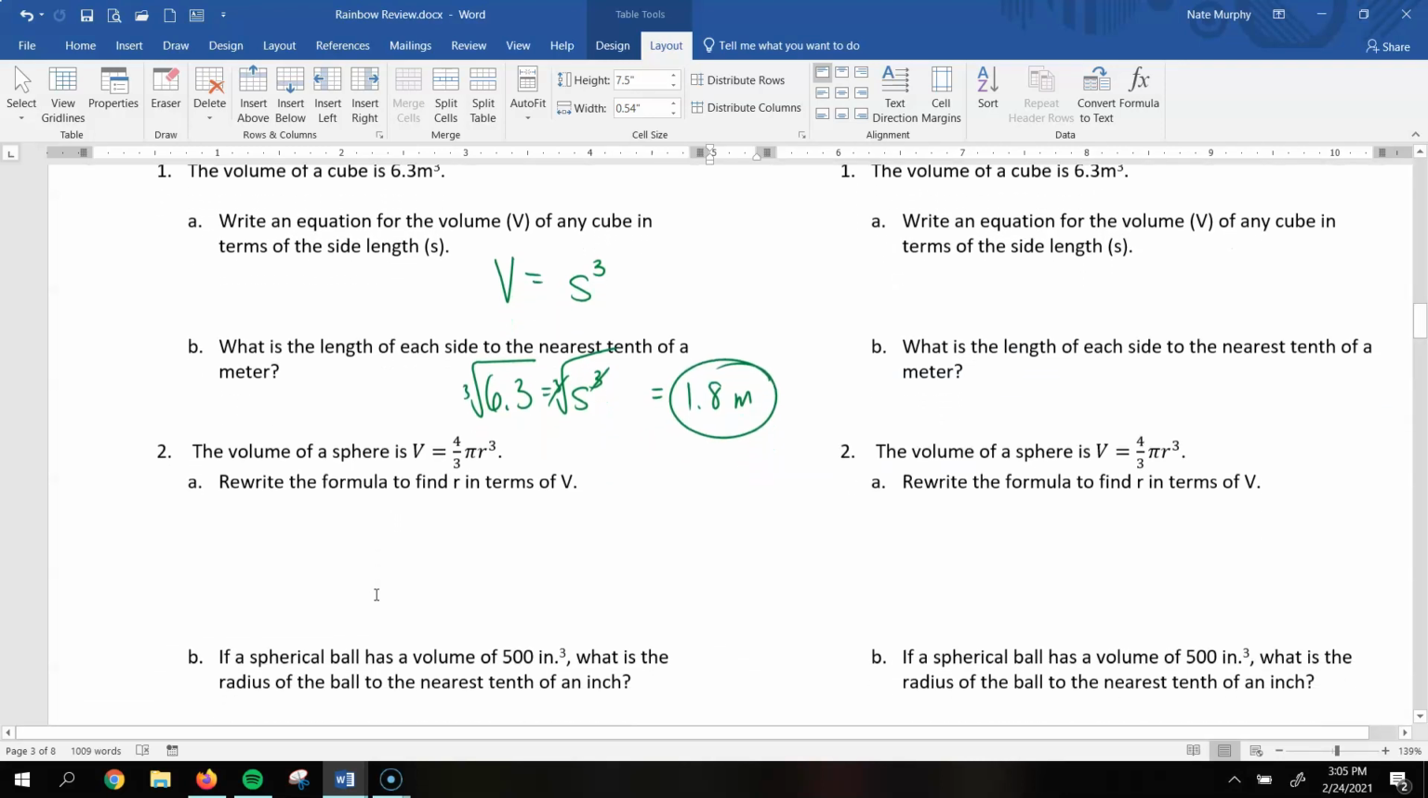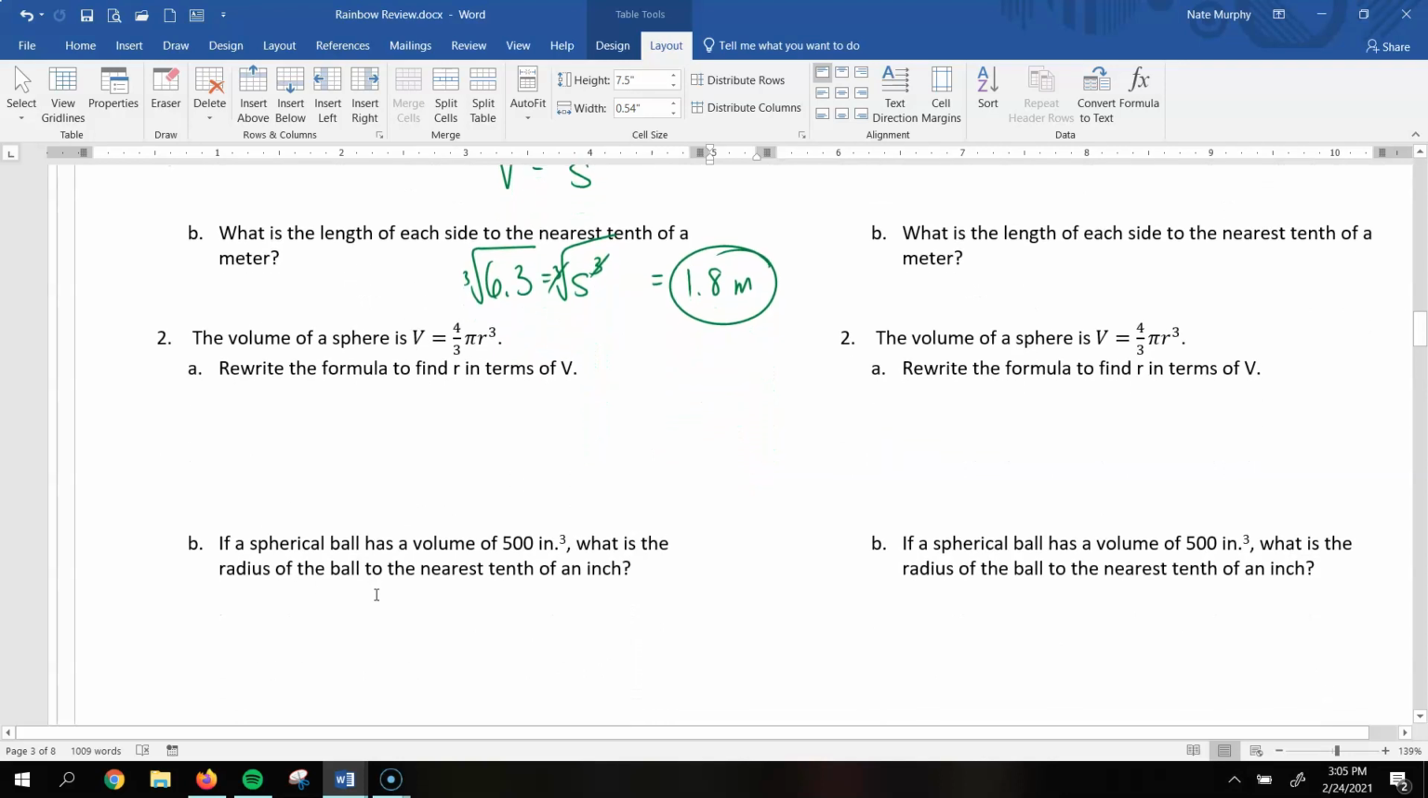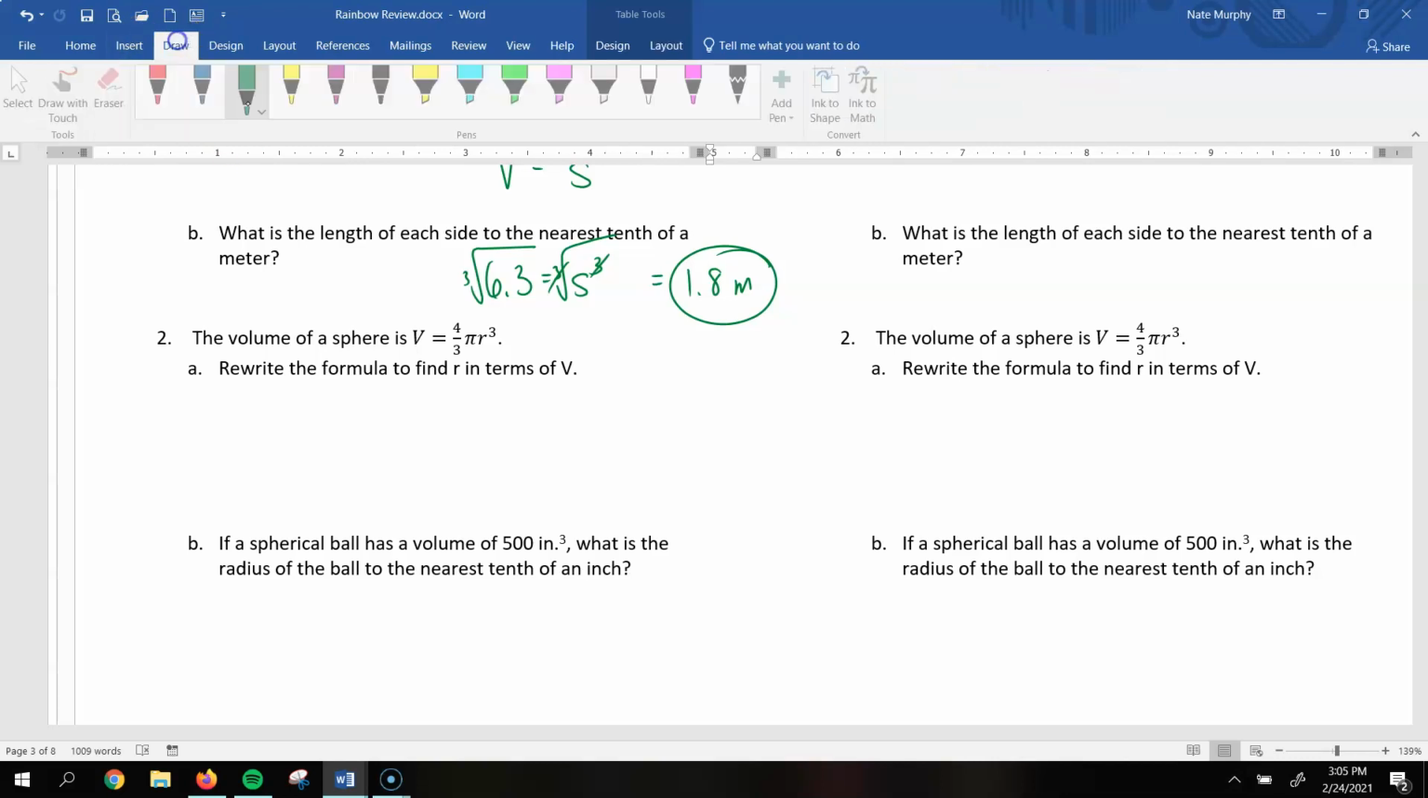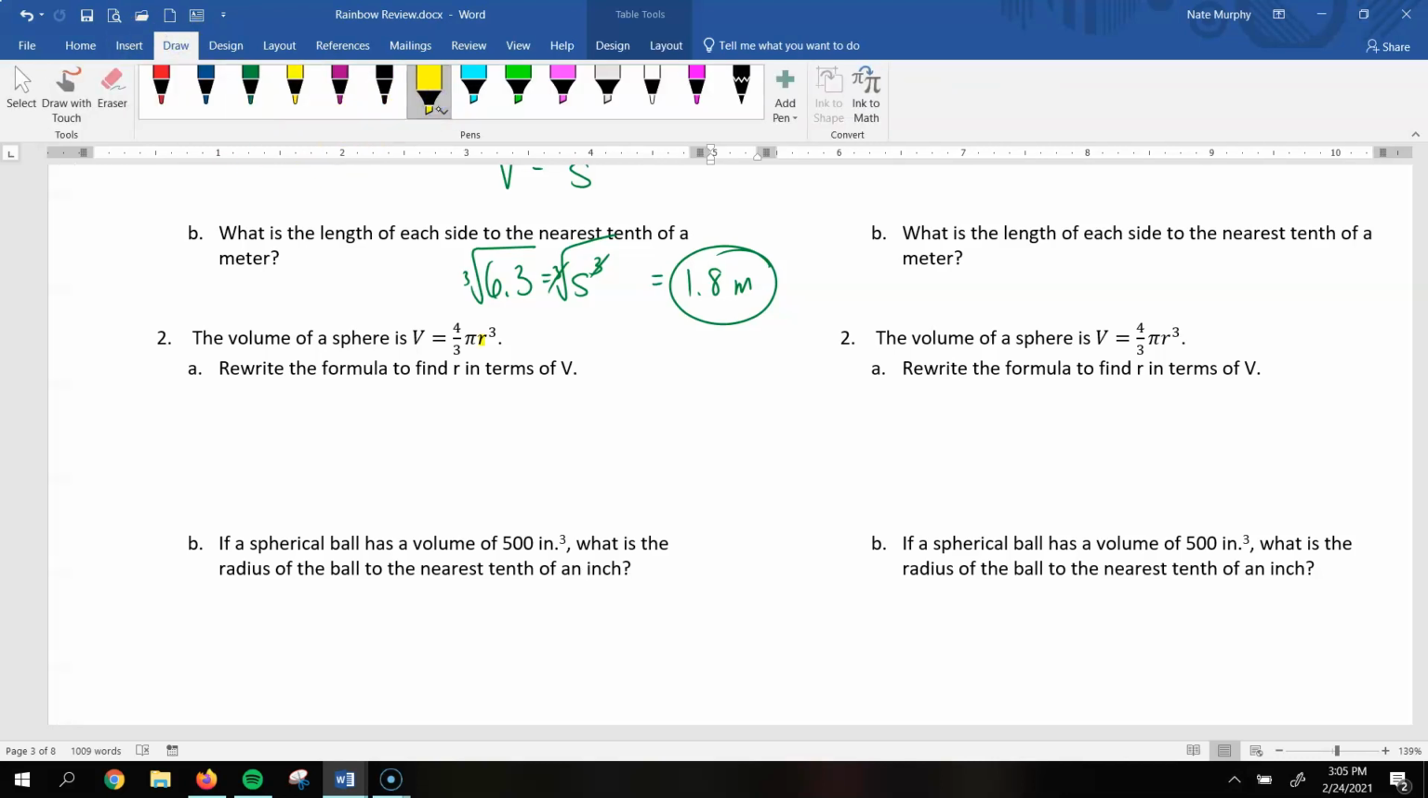All right, looking at number 2, we're going to rewrite this equation. It says to find r in terms of v. So we want to solve this for r, in other words. So that's just a mathematical way of saying we want to solve this equation for r. So we want to get the r by itself. I like to get rid of the fractions first, so I'm just going to multiply both sides by 3.